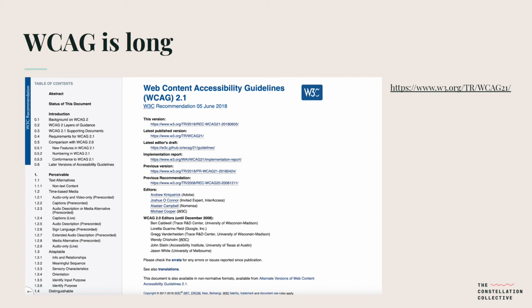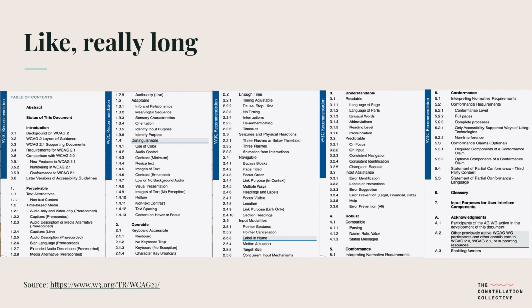WCAG is a very long, very detailed set of requirements. It's also pretty technical and not written necessarily in a way that's very friendly to non-experts, which isn't very accessible. You don't have to know every single WCAG criteria to be an accessibility advocate. We'll talk about official WCAG conformance in a bit, but unless you are directly responsible for guaranteeing your organization hits a certain level of WCAG conformance, you really just need to start by understanding the principles that drive WCAG.